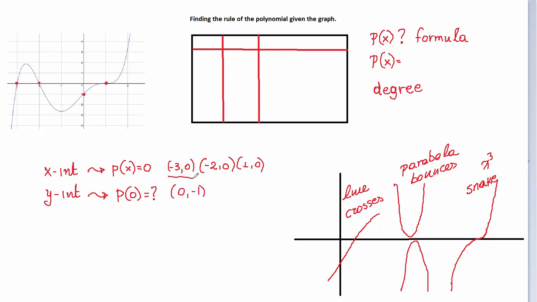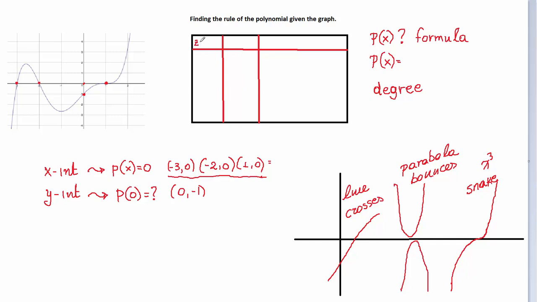We focus first of all on the x-intercepts. Since these are the numbers that make the curve cross the x-axis, this means that these are the x-values that have a corresponding y-value equal to 0. So, simply, this means that these are the solutions for the polynomial. From now on, we will call these numbers the zeros of the polynomial. So, the numbers negative 3, negative 2, and 1 are the zeros of the polynomial.